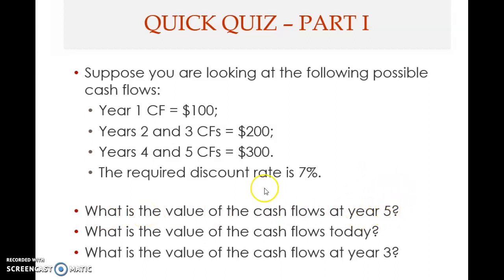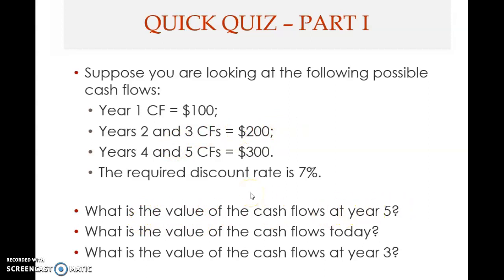So when you say year 5, this is at the end of the last cash flow. So we can call this, the first problem is to determine the future value of all these cash flows, at 7%. Now if you look at the second question, what is the value of the cash flows today? So you want to determine the value of these cash flows now at time 0. Now third question is, what is the value of the cash flows at year 3? Somewhere in between. So let's look at the first one. What is the value of the cash flows at year 5?